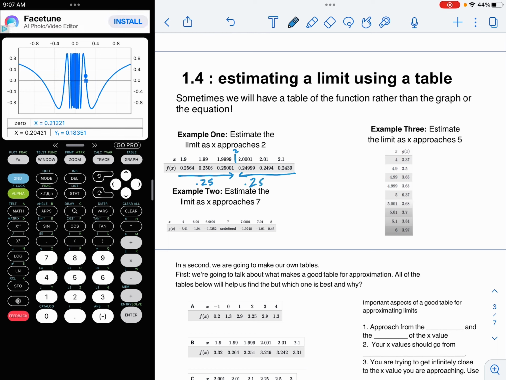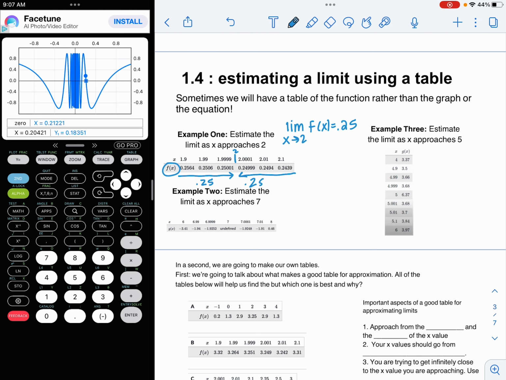And so because the left and the right hand limit are the same, you can write, and I want you to practice writing this out, the limit as x approaches 2 of f of x equals 0.25, and it's just an estimate, but we can still use the equal sign. Let's do the next one.